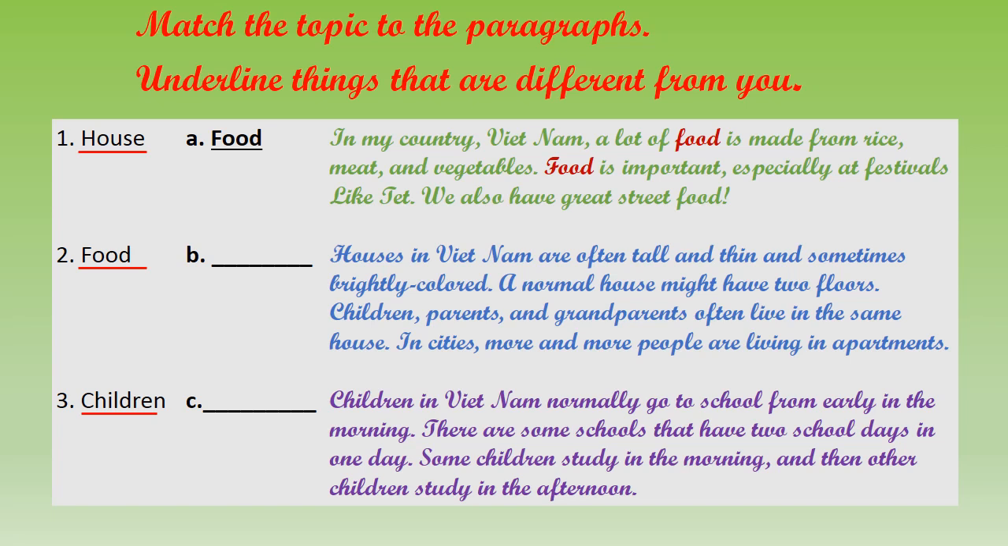Now look at paragraph A and look at the keywords in red color, food. In my country, Vietnam, a lot of food is made from rice, meat, and vegetables. Food is important, especially at festivals like Tet. We also have rice street food. Paragraph A, the topic is food. Now you continue with the next paragraphs, number 2 and 3.